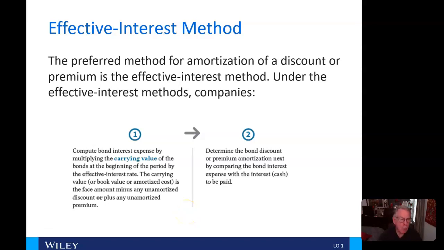Hi everybody, and welcome back to video number 3 in chapter 13. When we left off, we were looking at amortizing discounts or premiums using the straight line method. The more theoretically correct method is the effective interest method.